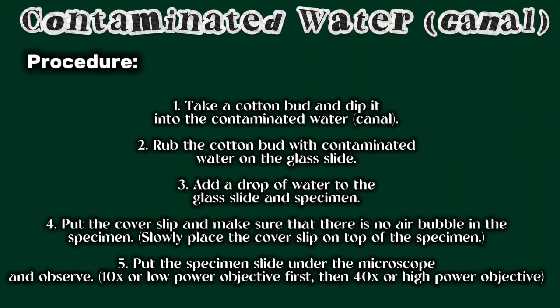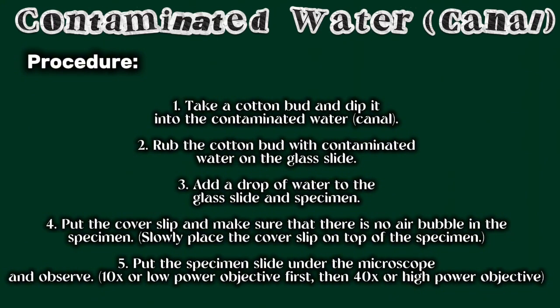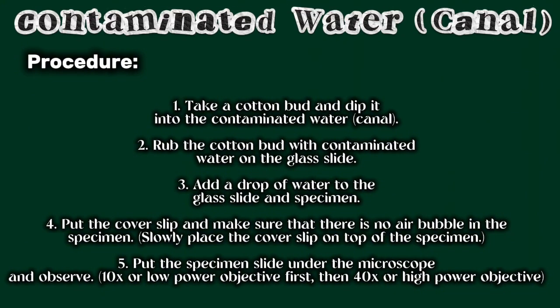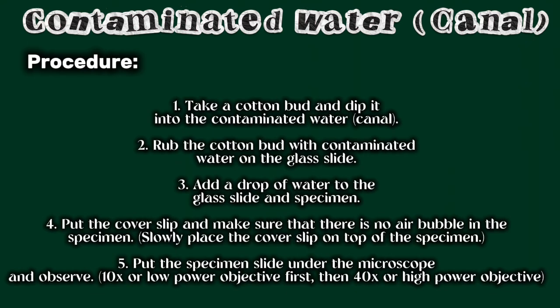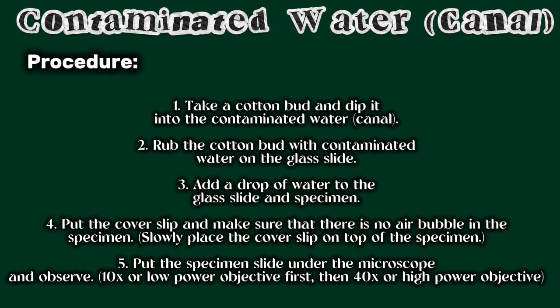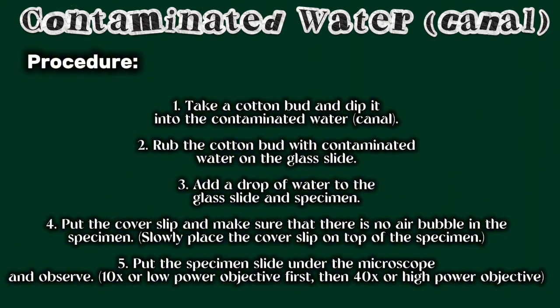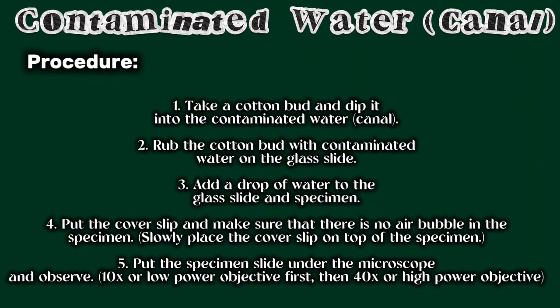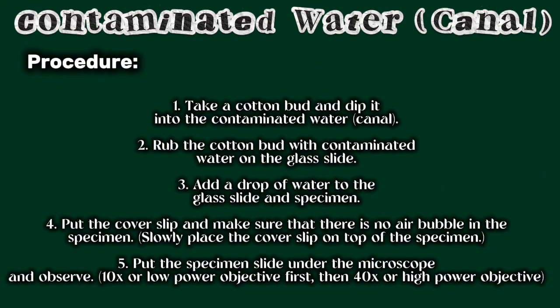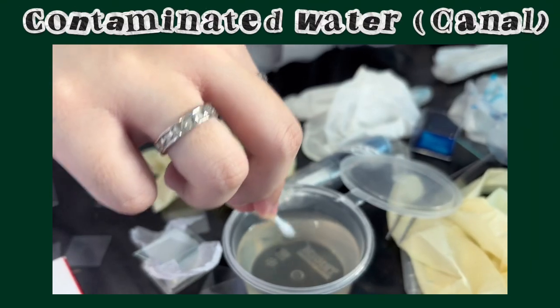Add a drop of water to the glass slide and specimen. Put the cover slip and make sure that there is no air bubble in the specimen. Slowly place the cover slip on top of the specimen. Put the specimen slide under the microscope and observe. 10 times or low power first, then 40 times or high power next.